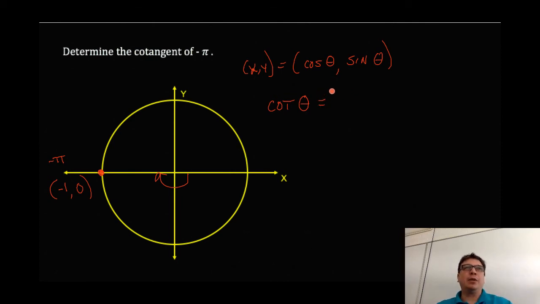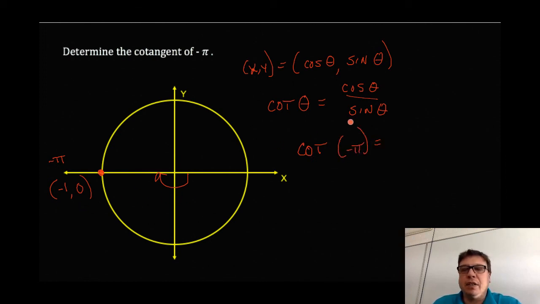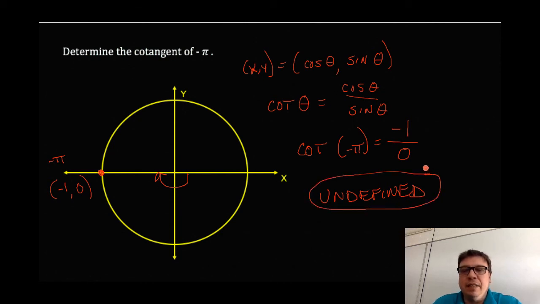So we've got to remember back to our quotient identities. Tangent is sine divided by cosine, which then means cotangent is cosine divided by sine. So cosine of theta divided by sine theta. So let's take the value. Now I'm going to do cotangent of negative pi. Cosine is the first component, negative 1. Sine is the second component, which is 0. So what we have then is something that is undefined. So you cannot find the value of cotangent of negative pi, because it's an undefined value.